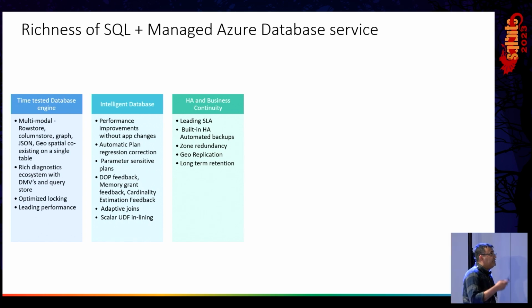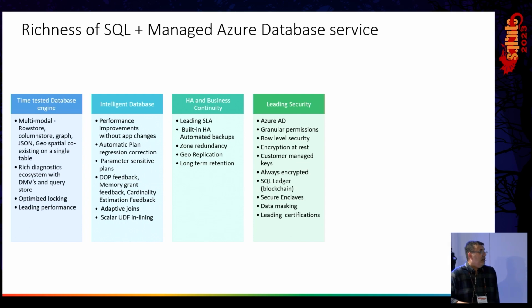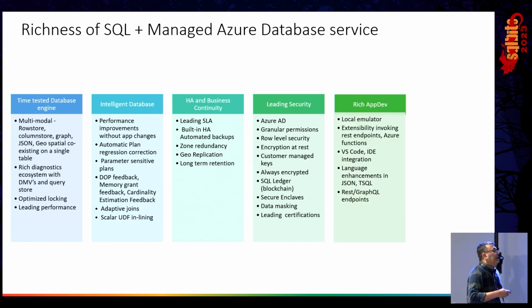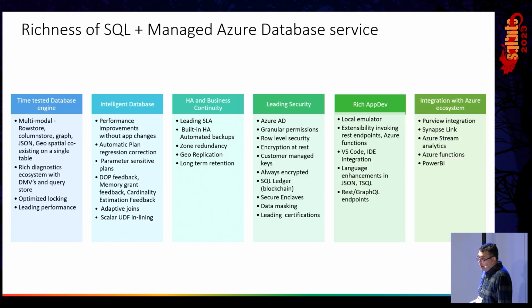You get the HA and business continuity with Azure SQL, leading SLAs of 4 nines. You get zone redundancy, ability to set up geo-replication and geo-failover within a click of a button, and things like long-term retention. Then security-wise, we have a ton of features applicable throughout the SQL tiers. And then we have investments, like you saw in the keynote demo, around rich app dev, local emulators, easy deployments, Azure functions, and so on and so forth. So all those things that come with the other tiers also come with Hyperscale.